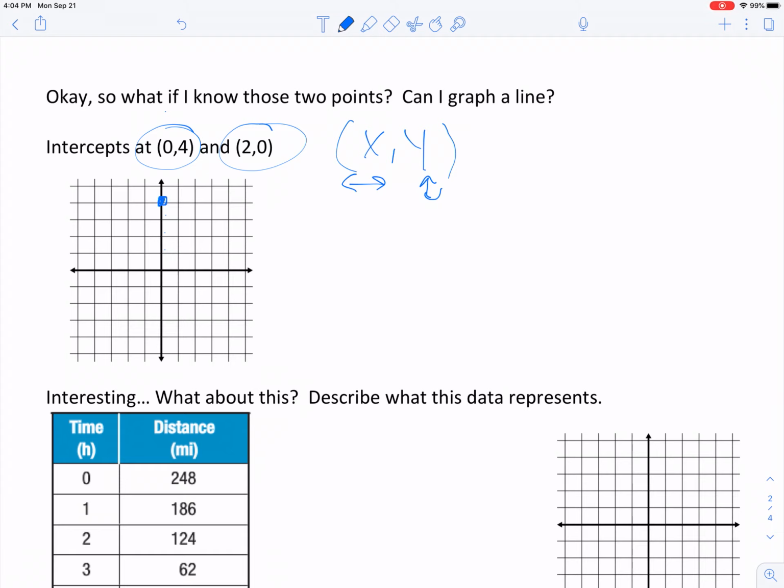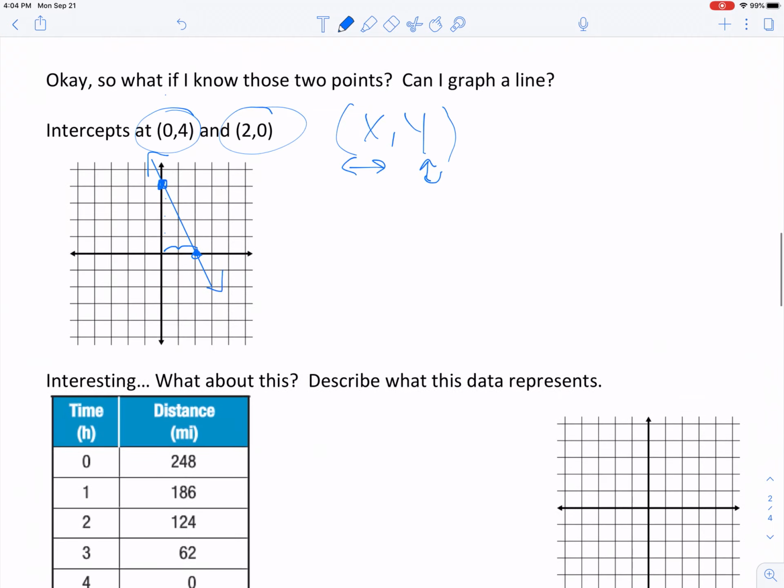Now (2, 0). Go over 2. 1, 2. Up 0. Great. There it is. Then I'm just going to play connect the dots. You've been playing that since you were a kindergartner, right? Like that. Perfect. If you're on paper, use a ruler or a straight edge. Your driver's license works awesome. Get yourself a nice straight line like so.